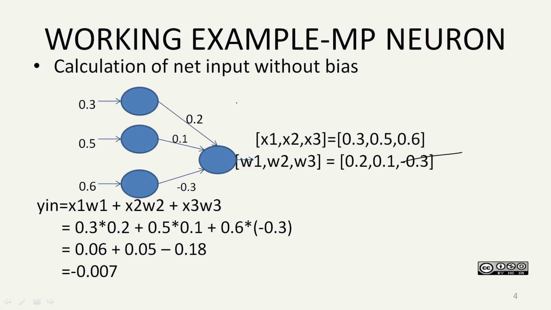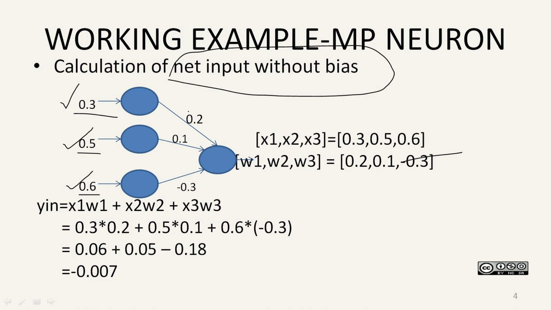So how do we understand the working of this MP neuron? Let me give some examples. The first example is calculation of net input. Here the input connection is without bias. Given the network model, how many input nodes are there? There are 3 input nodes. The first input node has connection weight 0.3, another one is 0.5, another one is 0.6.